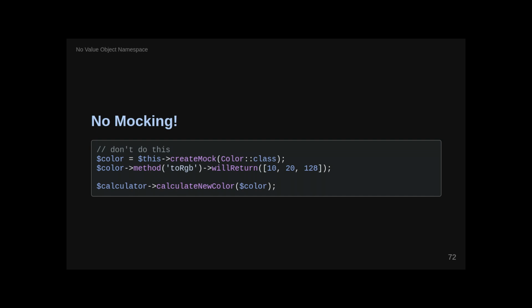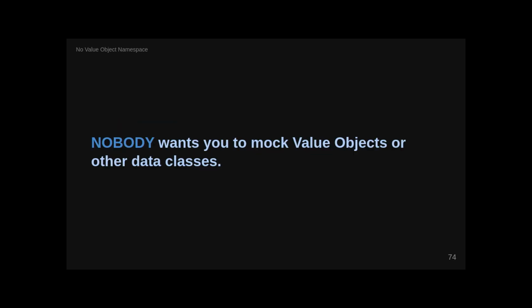But there are people that say the mocking is good, and there's people that say the mocking is bad, but neither of those camps wants you to mock value objects, entities, DTOs, or data objects, basically. There's no point. They have no dependencies, and why would you mock the value 7? Right? It doesn't make any sense. You don't mock values, you use them. You create a value, you create a color, you create an IP address. You don't need to mock them.